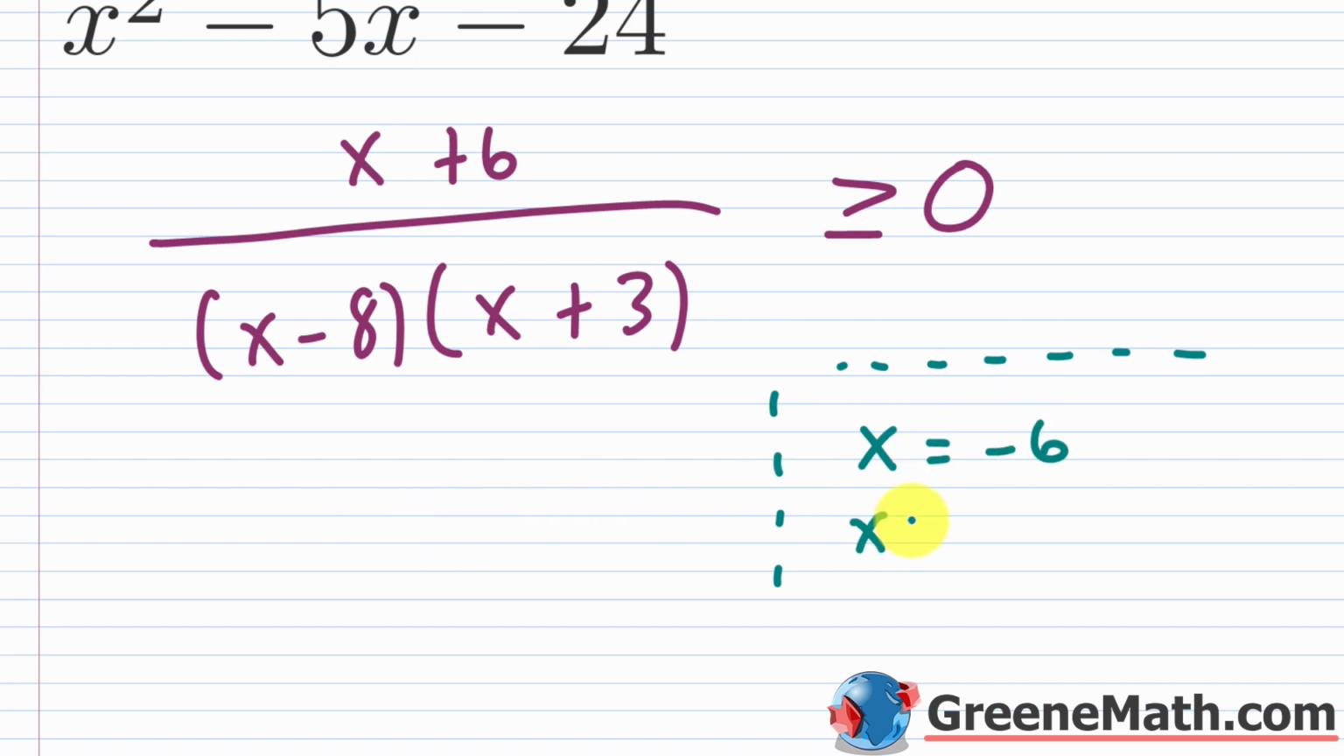Then for the denominator, if we set that equal to 0, well, x minus 8 would be equal to 0. So then x is equal to +8. Then x plus 3 would be set equal to 0. And then x would be equal to -3.